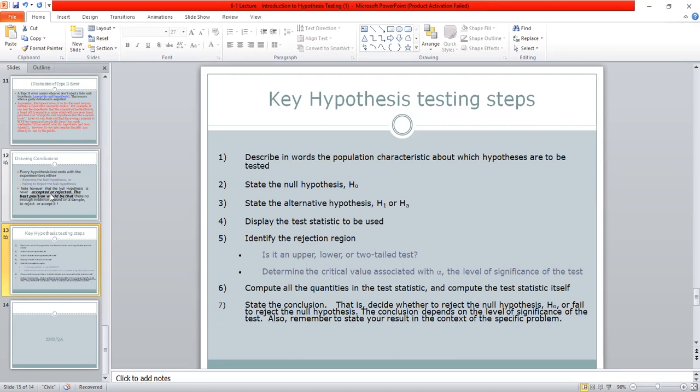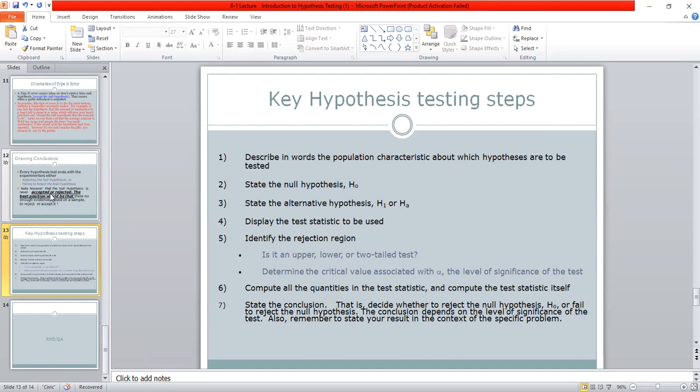Then collect data. That's where you collect data from a sample to calculate the test statistic. Then number 5, the first thing you do, you set your level of significance, your own alpha.